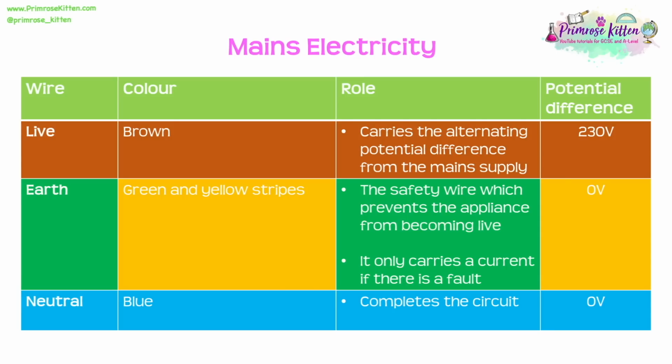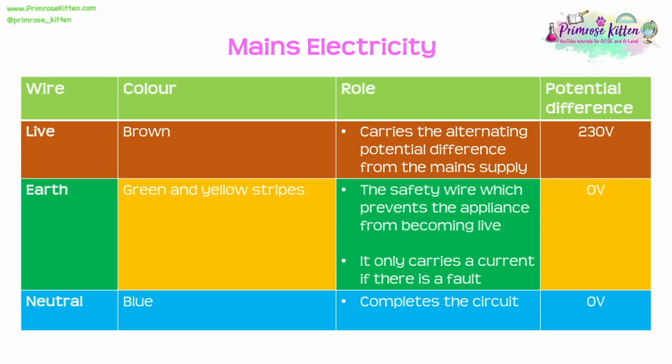Now the earth wire, which is made up of green and yellow stripes, is the safety wire. And this is very important because it prevents the appliance from becoming live. Now the only time that the earth wire will ever carry a current is if there's a fault in that appliance. But again, the purpose will be to keep it safe. So the potential difference normally then going through that earth wire is 0 volts.